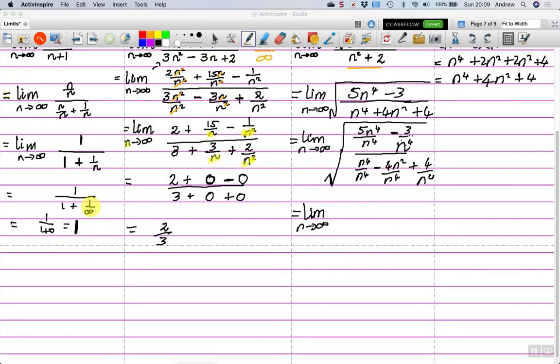Right then, the 5n to the 4 cancels. That cancels and leaves a 1. The n squared cancels with n to the 4 on the bottom to leave a power of 2, and that one stays the same. So now we need to rewrite it here. The limit as n tends to infinity of the square root symbol, which goes across lots of spaces. So it's going to be 5 plus, beg your pardon, minus 3 over n to the 4.